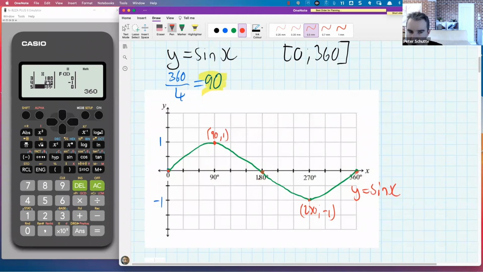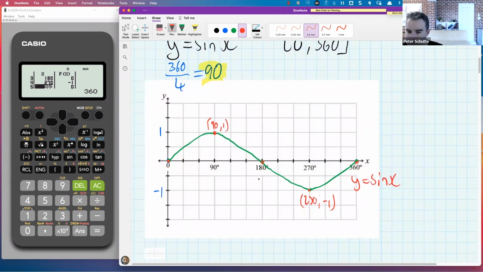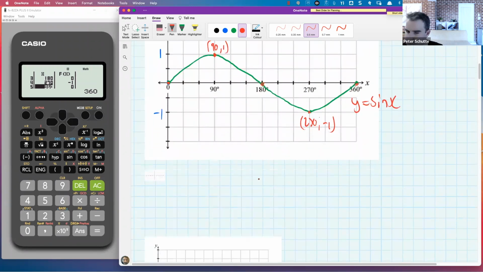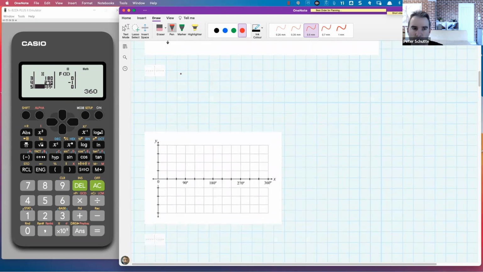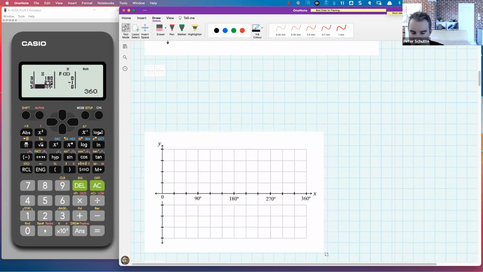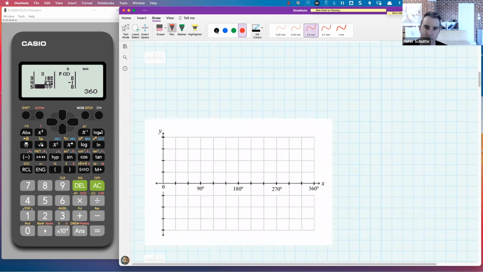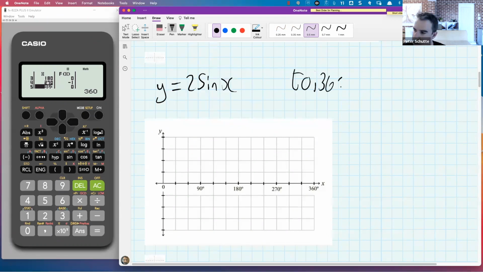Anybody else have a question or comment before we move on? Okay, well, let's introduce a little bit of a change to my graph. So I am going to come along now and make some changes. I'm going to say, I want to draw the graph of y equals 2 sine x over the domain 0 to 360.